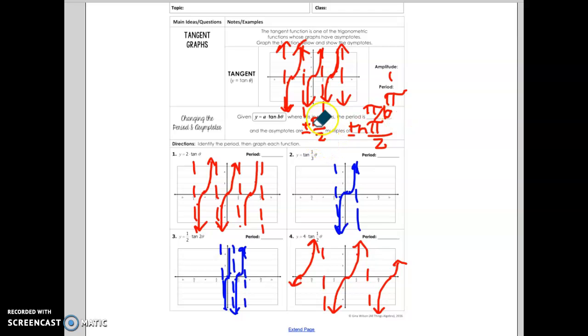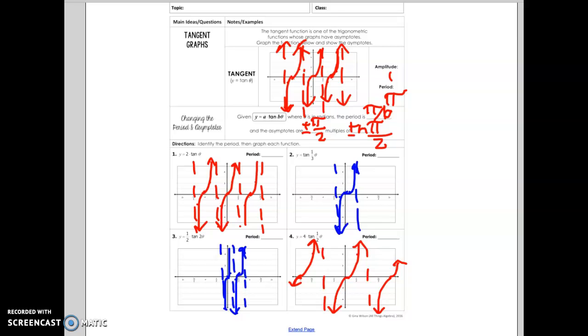The asymptotes are going to be pi over 2 times n. That just means times multiples of that period, so I can repeat in both directions. Again, periodic functions repeat.